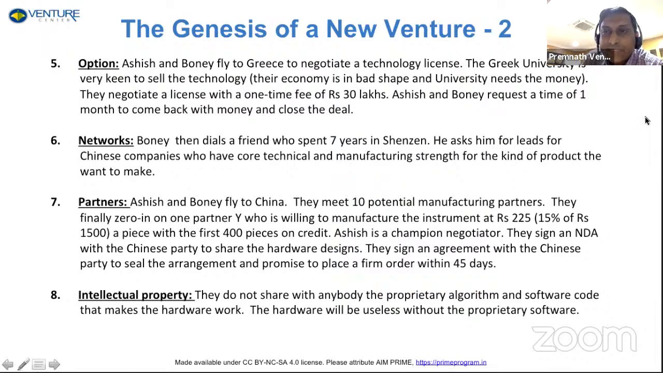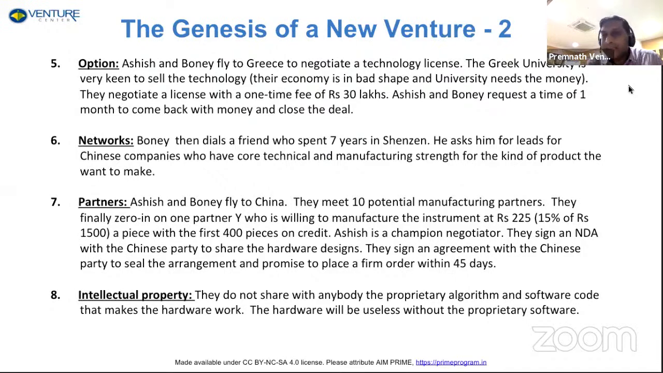Okay, that's 15% of the 1,500. So he's actually so keen that he says, look, I think you guys are great guys. You'll be able to sell it. I'll give you 400 pieces on credit. Okay, you at 225 rupees, you go sell it and just pay me back. And the only thing is, make sure that when you make more, you come back to me. Okay, I want a continuing arrangement of manufacturing with you, and that you should not go to any other party, but I'm willing to give you this credit.